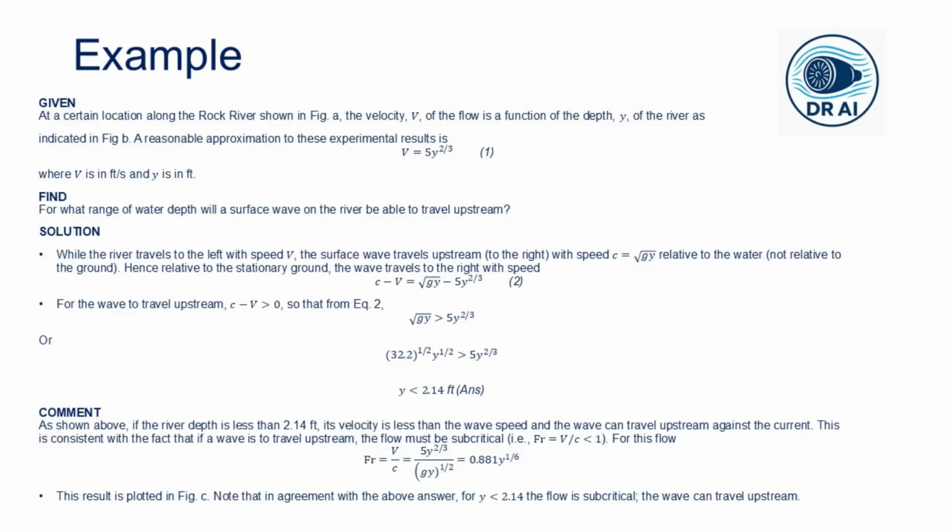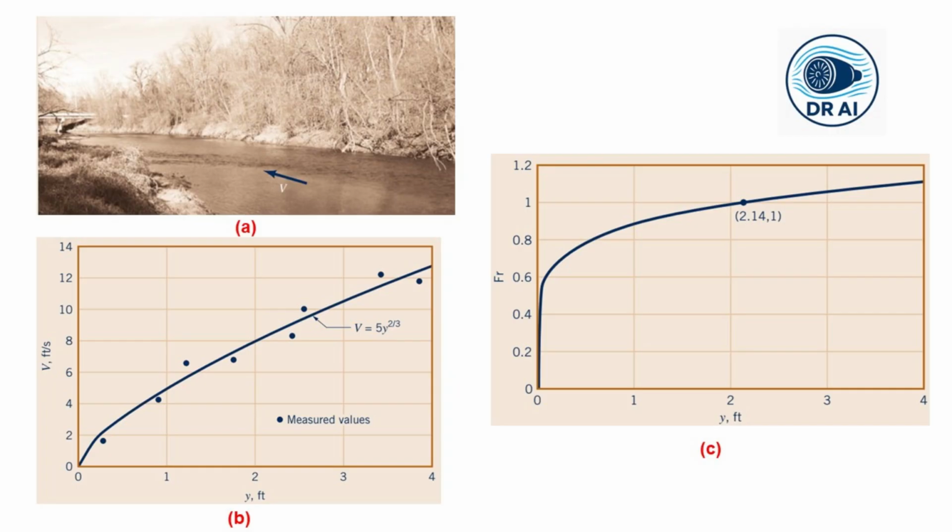Now let us bring this to life with a real example, which deals with the Rock River. They have given us a relationship between the river's velocity V and its depth y from experimental data, related by V equals 5 times y raised to the power 2/3, with V in feet per second and y in feet. The question is: for what range of water depth will a surface wave be able to travel upstream?